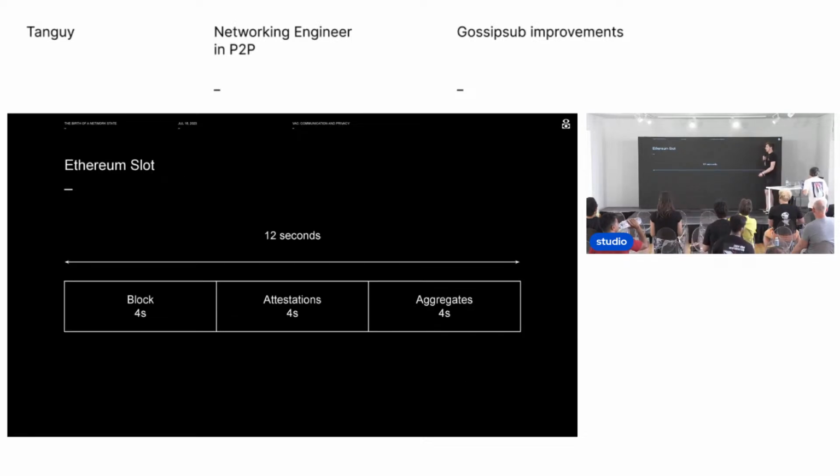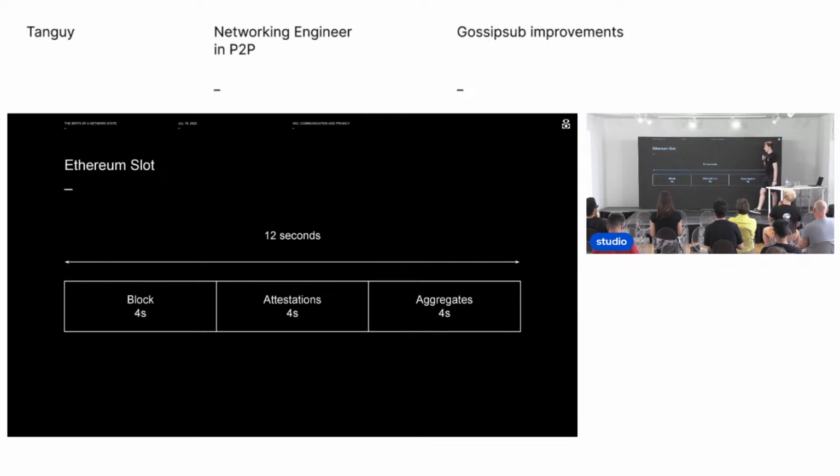Basically, Ethereum works like this. It's on a fixed clock. I think it's pretty common, pretty well known. Every 12 seconds, you have a new block. And this slot is actually split into 3 parts. The first part is meant to build a block and spread it inside the network. The second part is going to be the attestation, so people voting on a block. And the last part is going to be the aggregation, so basically aggregating the attestations.